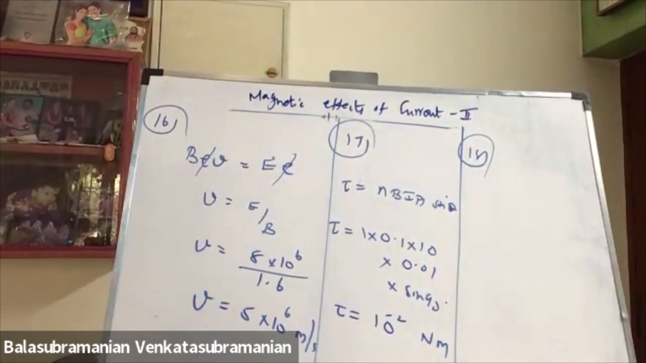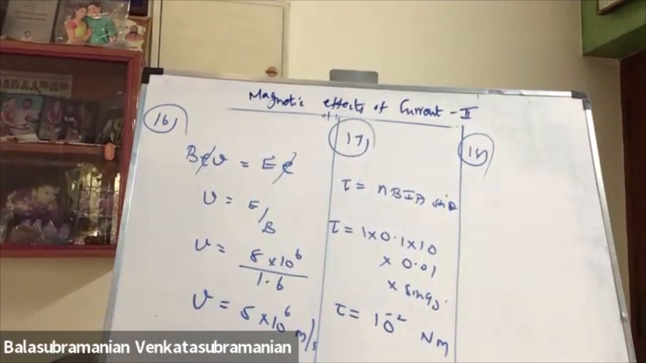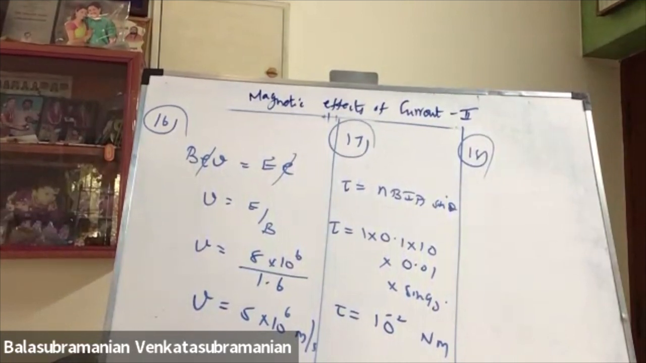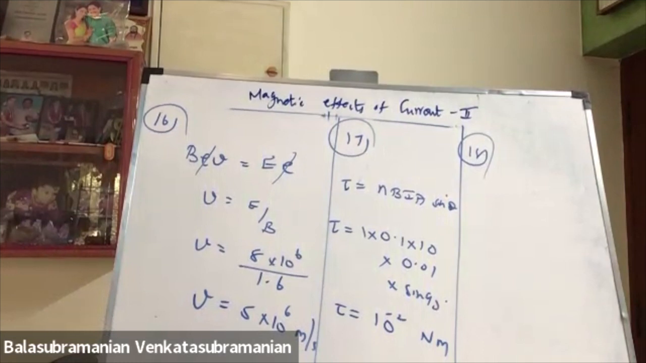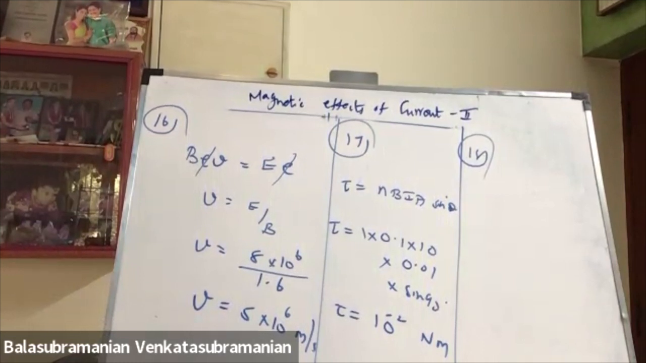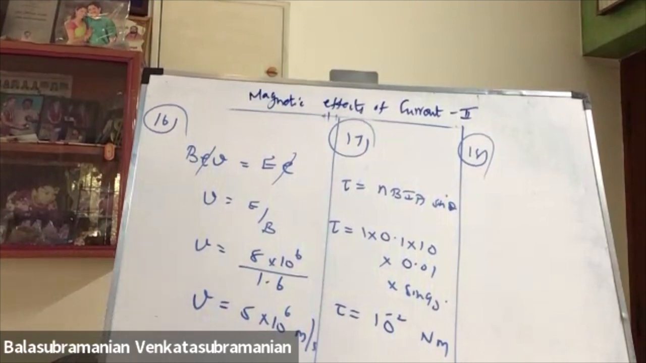A galvanometer has a resistance of 10 ohm and the meter shows full scale deflection for a current of 1 milliampere. What shunt resistance is required to convert the galvanometer into an ammeter of range 0 to 100 milliampere? You have to calculate the shunt resistance.